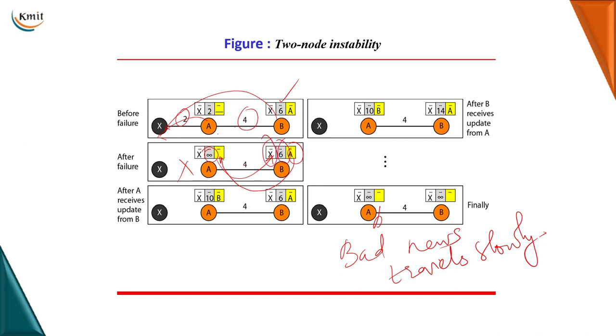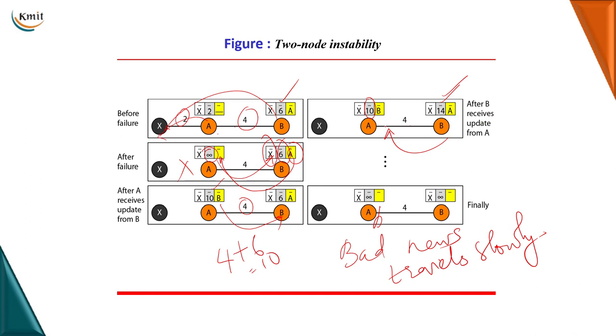So A will think, okay, B can somehow reach X with a cost of 6 and my cost from A to B is 4. So it will add 4 plus 6, which equals 10, and then it will update its routing table. Again, this update of A will be a periodic update, as I told you. So this information will go to B, that A can reach X with a cost of 10. So B will update its routing table, 10 plus 4, now my value is 14. Again, this information comes to A. So A thinks that it can reach X via B with a cost of 14.